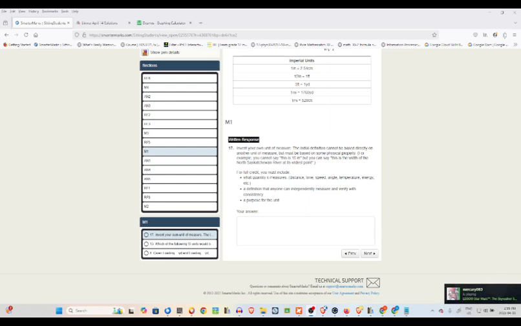All right, moving on to measurement 1. So we're going to invent our own unit of measure. Find some way to measure something for full credit. So this is out of 3, we need to hit the 3 bullet points. What quantity it measures: distance, time, speed, angle. A definition, and we can independently measure and verify with consistency, and the purpose for the unit.